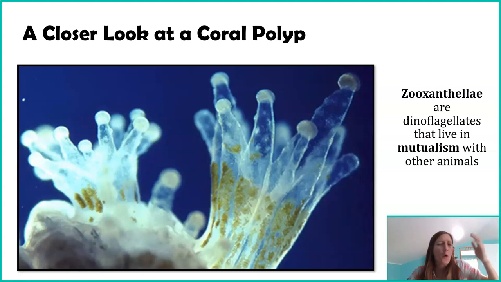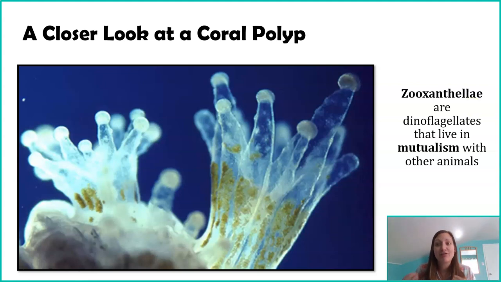You think of oranges and browns and greens and yellows and all these different colors. And that color is part of the coral, but it's also not at the same time. You can see in this coral polyp that there's this greenish brown color in it. But that greenish brown color is not coral. It's not coral making that color. It's something called zooxanthellae.